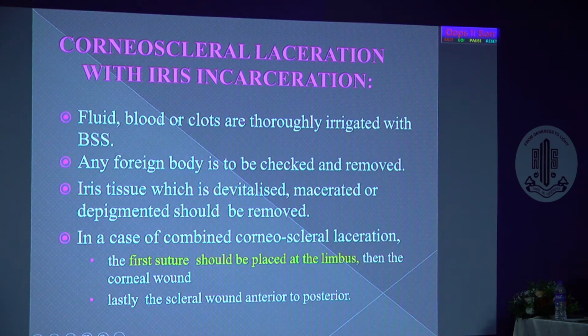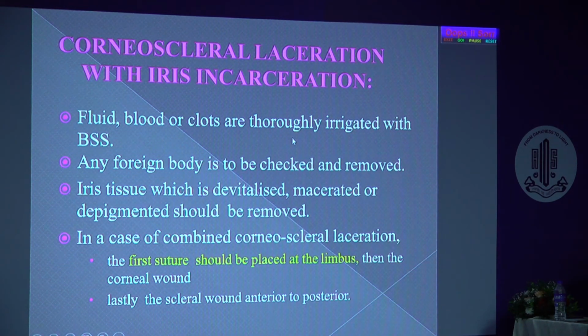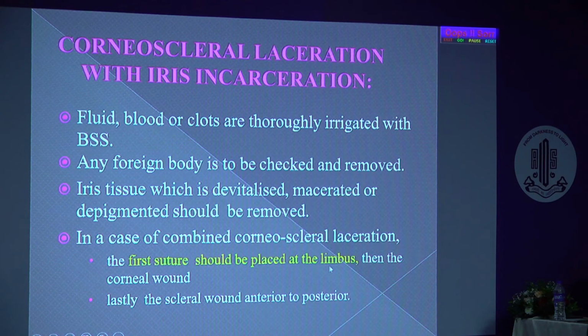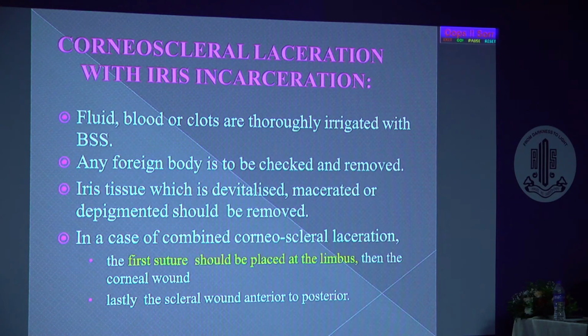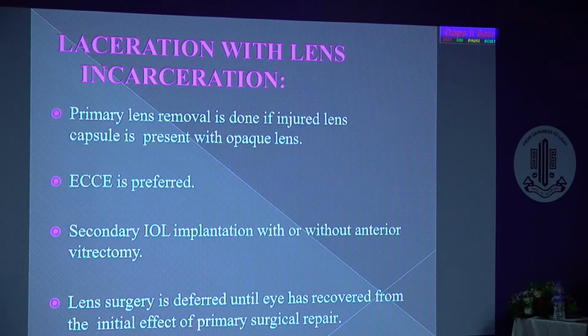tissue is there, first of all you have to irrigate and clean it as much as possible with the fluid or the solution. If there is a limbus tear, then mostly give a stay suture at the limbus, because limbus is the toughest structure. So when you have a stay there, you have a good chance that you approximate both cornea and sclera well.